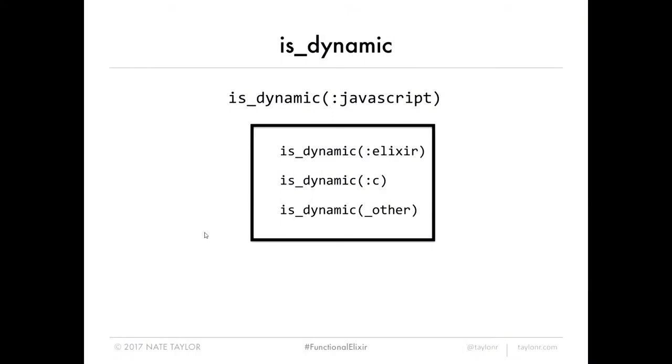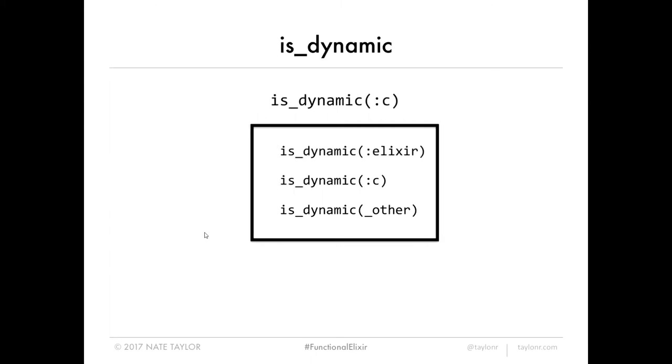So let's take JavaScript. If we pass in a JavaScript atom to our isDynamic function, the first time it's going to say, does JavaScript match Elixir? It says no, those don't match. So it's going to go on. It's going to grade that one out and say, Elixir can't process this. Then it's going to say, does JavaScript match C? No, those two don't equal. So it's going to cross that one off and say, OK, the C function can't process this. And finally, it's going to come to isDynamic other, and it's going to say, well, I'm a catch-all. So I will process this, and I will tell you that it's unknown.